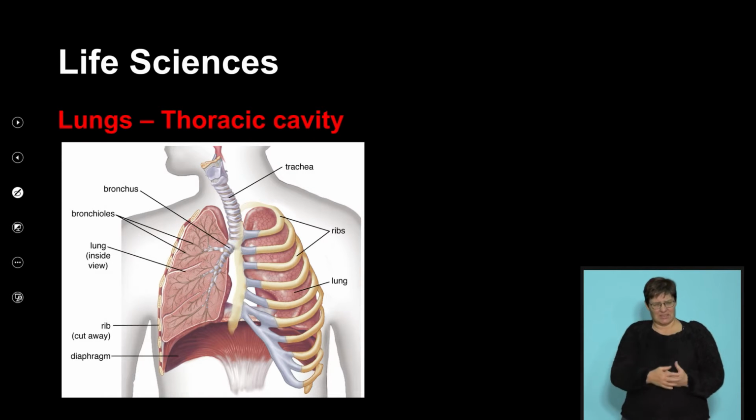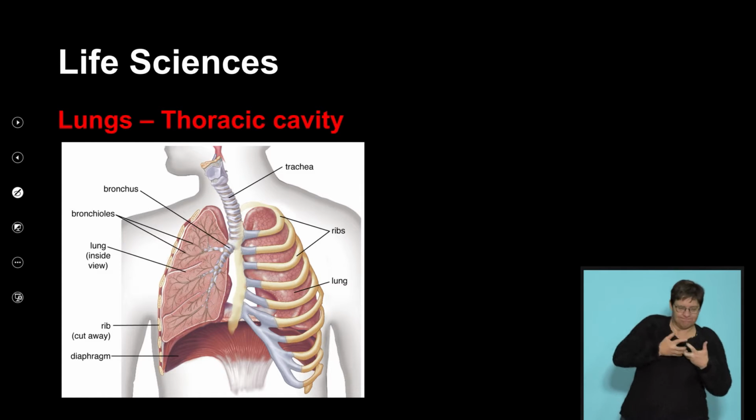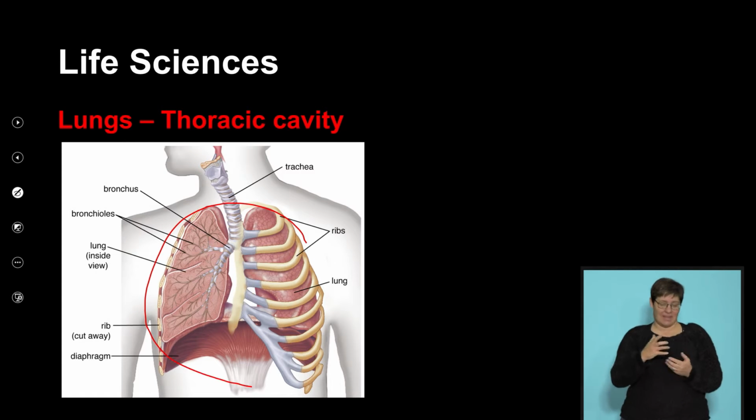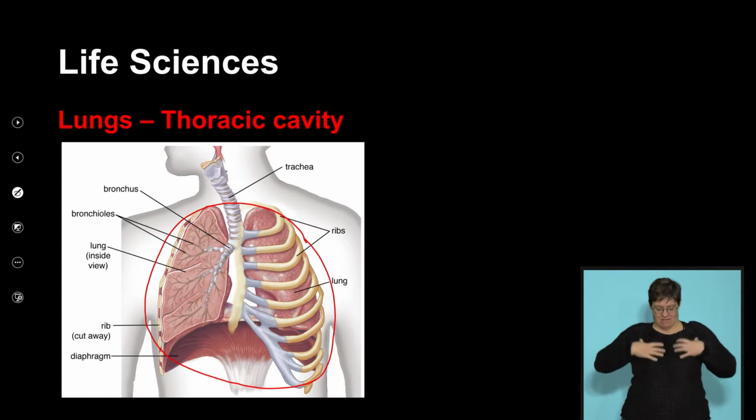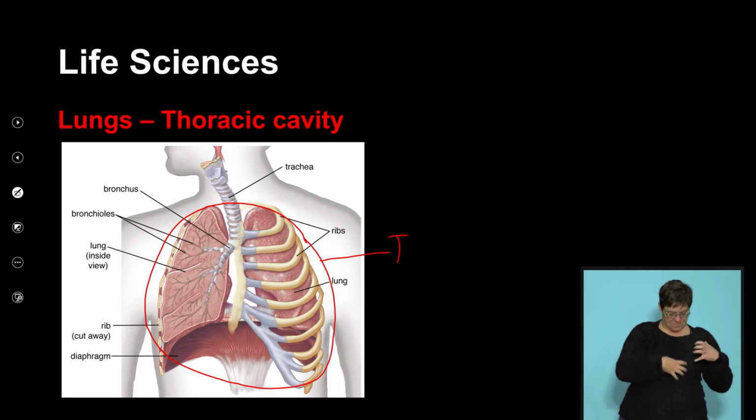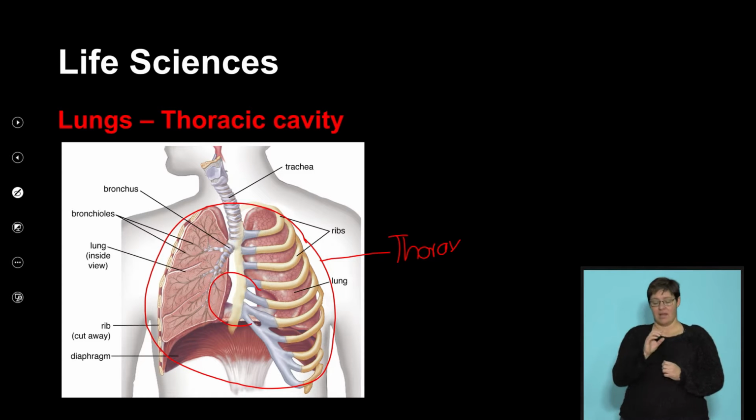Now first of all, we have two of them. You can see over here, and they fit into what is called the thoracic cavity. This is the thorax. That's what we call the thoracic cavity. And over here is an area called the mediastinum. And in between the lungs, we are going to find the heart. And as you can see there, they're beautifully protected by the ribs, the rib cage.